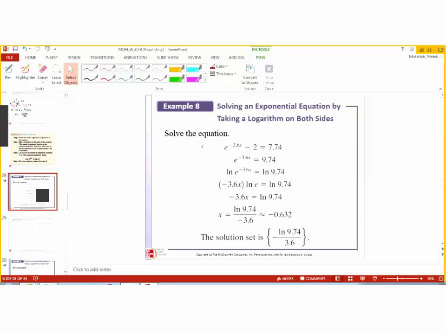So this would be another example here. This is where we have e to the power of minus 3.6x minus 2 is equal to 7.74. So what we do is we add 2 to both sides of the equation, and then now we take a natural log of both sides because it's e. Remember, natural log of e to the power of x is equal to x, or e to the power of natural log of x.